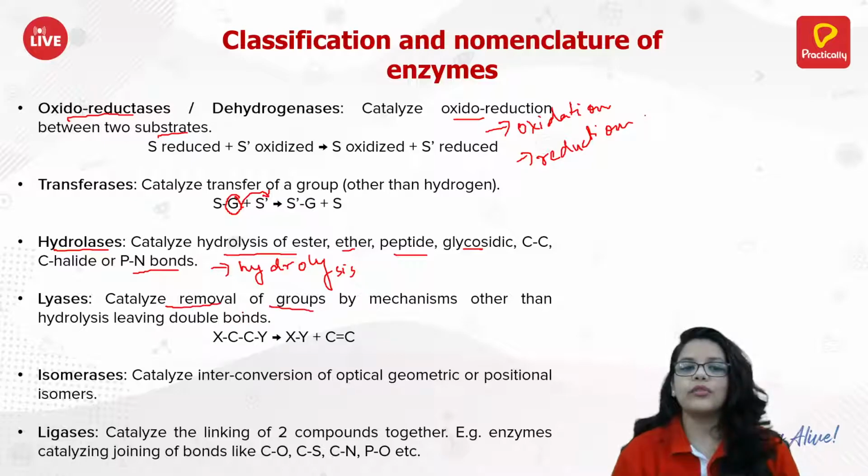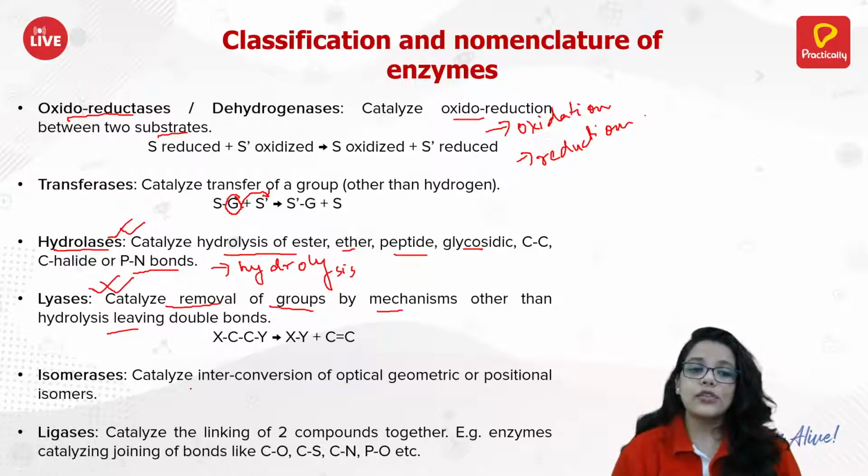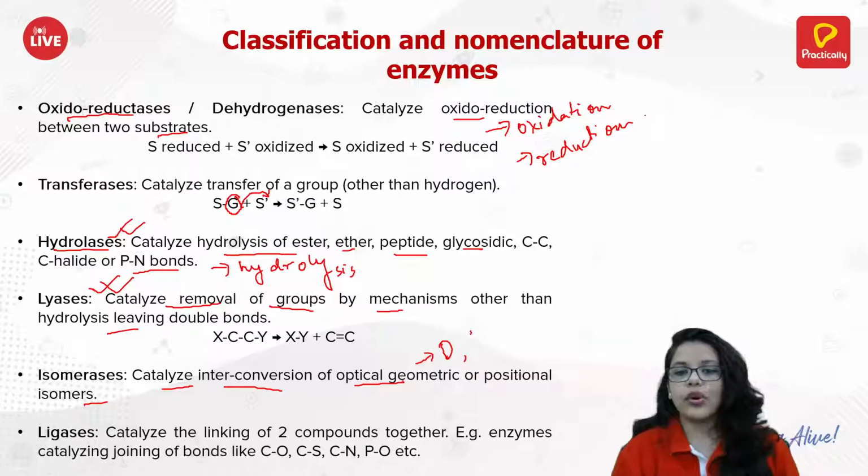So lyases, what will lyase do? They catalyze removal of groups by mechanisms other than hydrolysis. Instead of removing a water molecule, it will remove something else. Here it is the removal of a water molecule, and here it removes something else. There are isomerases, which catalyze interconversion of optical, geometric or positional isomers, like the D or L position, like glucose and fructose. This is like a position change.